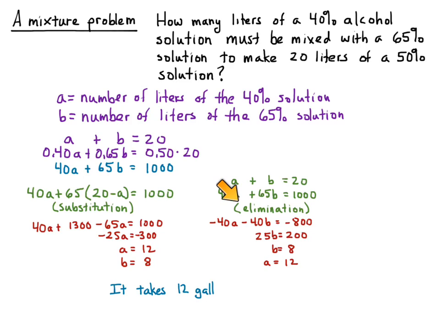So what happens here is I've multiplied this first equation by negative 40. So I have negative 40A minus 40B equals negative 800. Add these two equations together, and so I get 65 minus 40 is 25B equals 200. B equals 8, and then with the same computation, with the first equation A plus B equals 20, I get A equals 12.